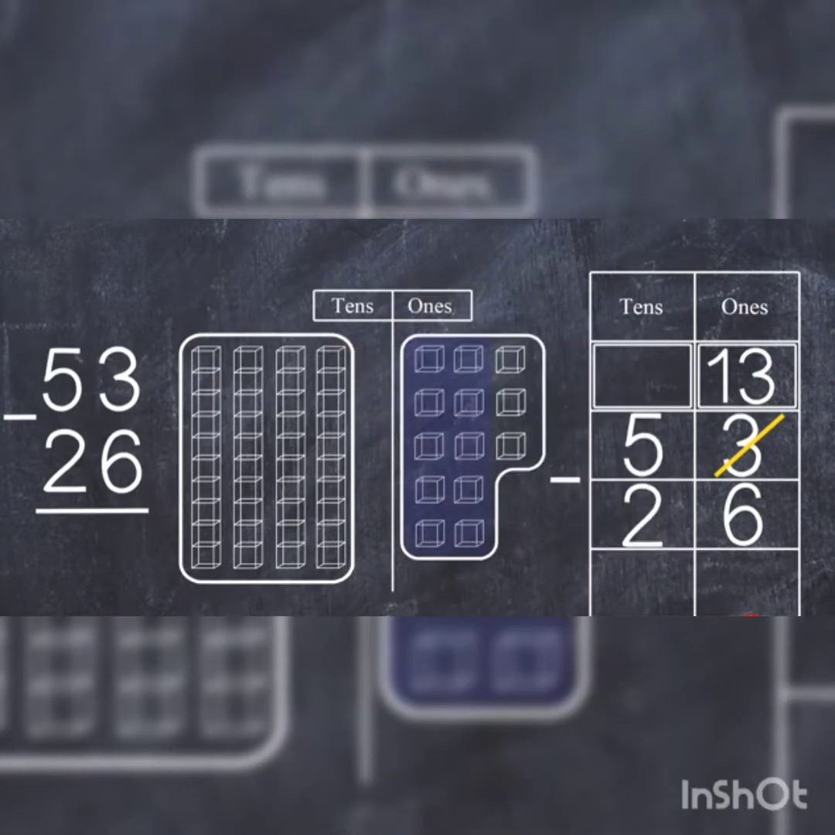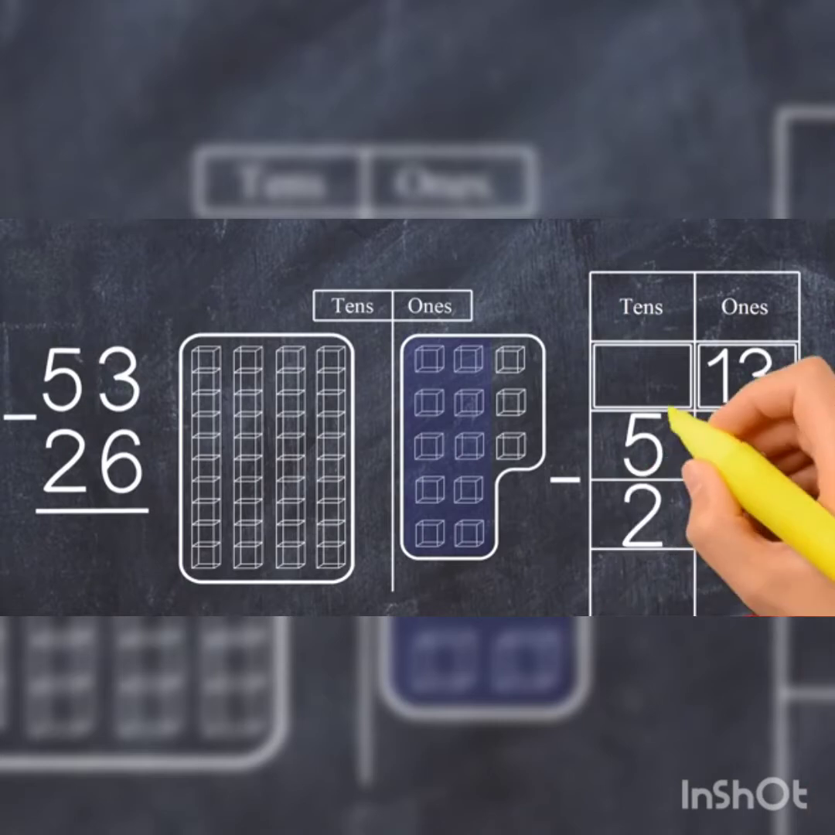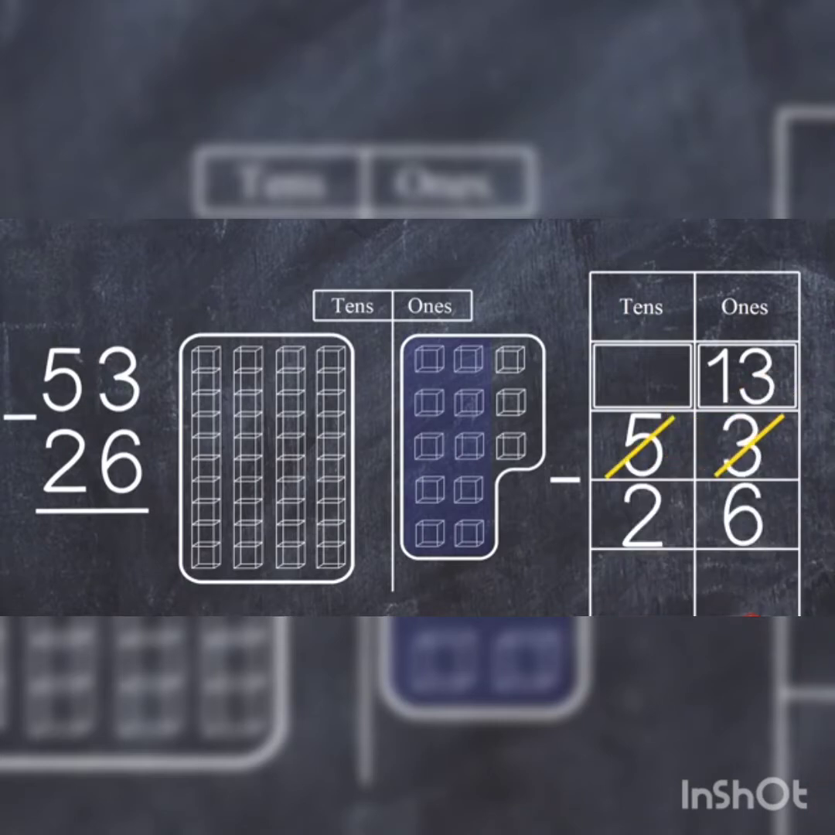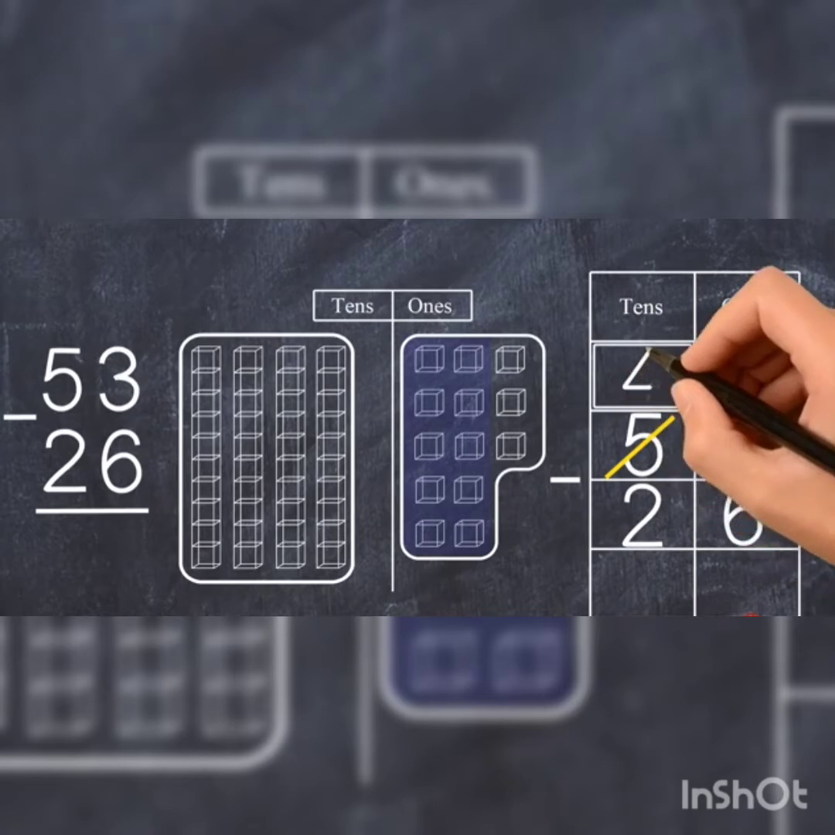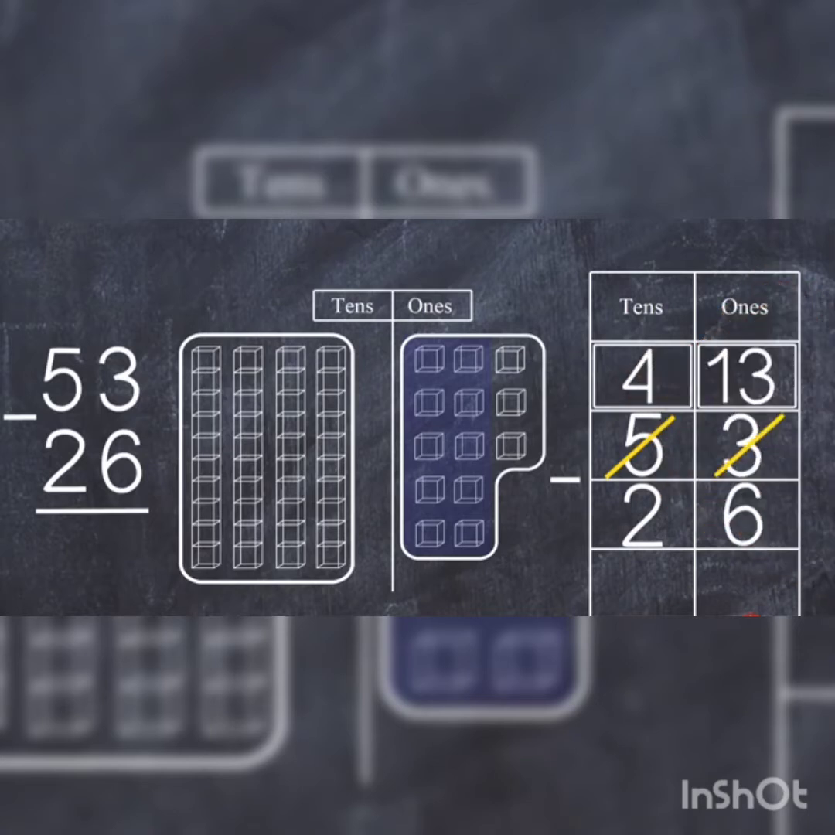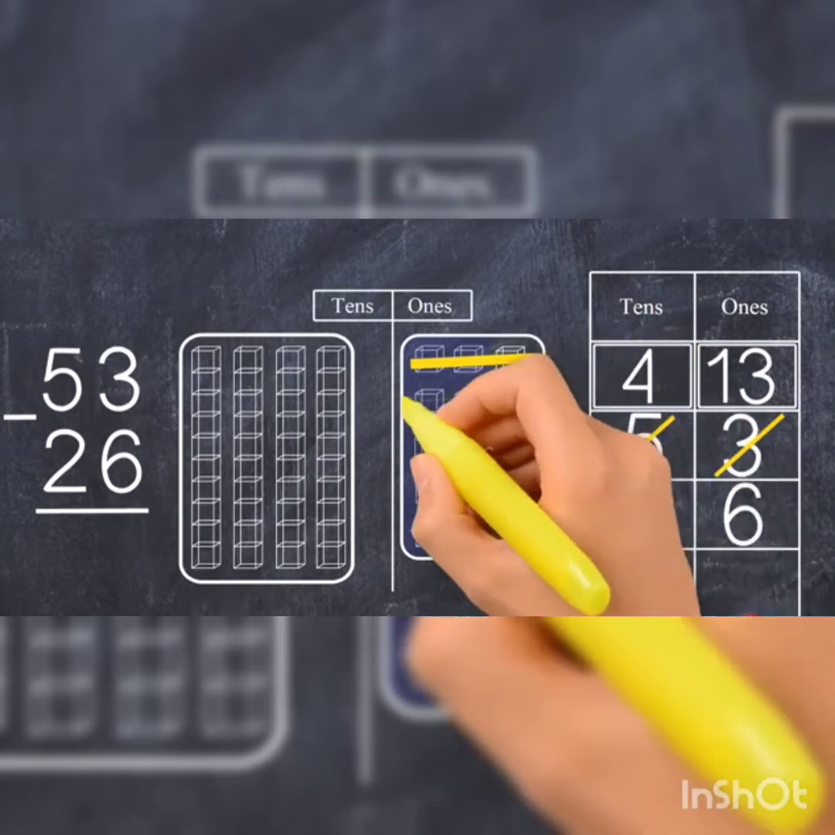Now we have only 4 tens. In the tens place we have only 4 tens. So we cross out the 5 and write 4 on the top. Then next we are going to subtract the numbers at the ones place.